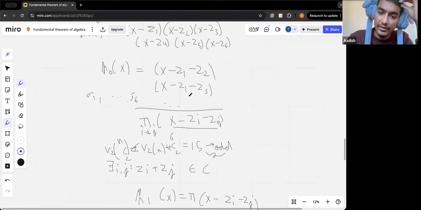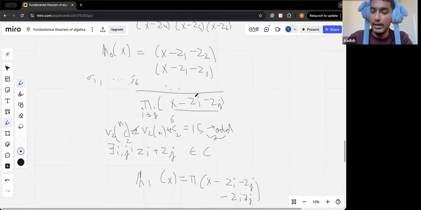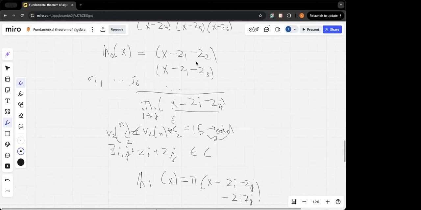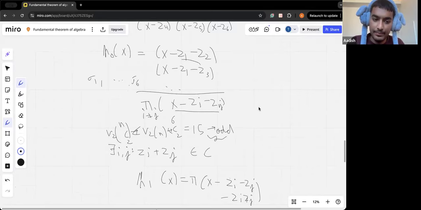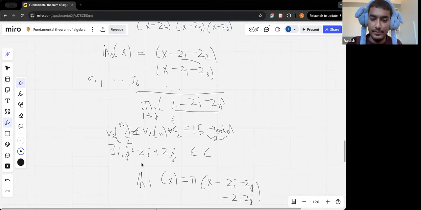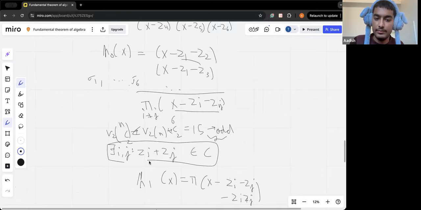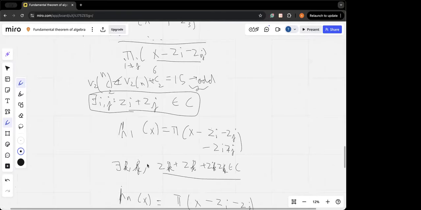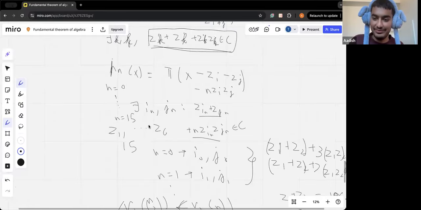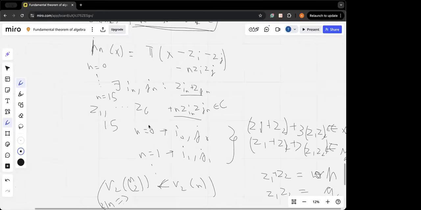Since this is a real polynomial and it has odd degree, we know it must have a complex root. In fact, we know it must have a real root, but I don't care. It must have a complex root. And we know its roots are zi plus zj, all of them. So some zi plus zj is a complex number, which is the conclusion. Now you define P1 and you get the same thing: something of this form is a complex number again and again. And then you apply lemma 3.